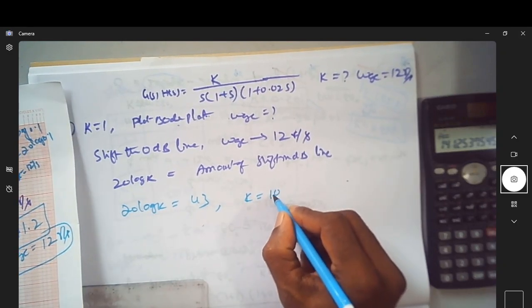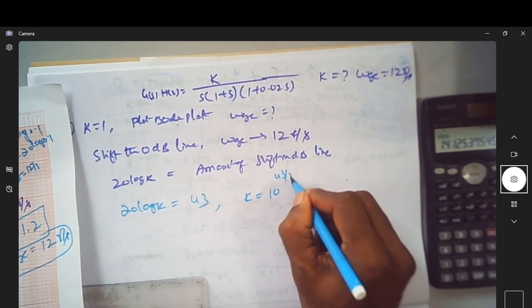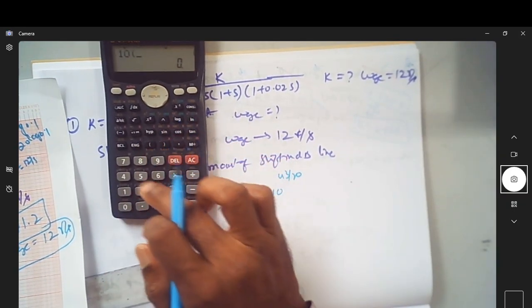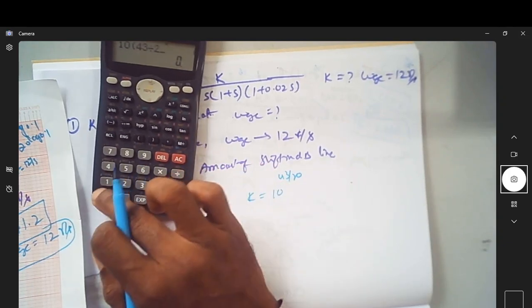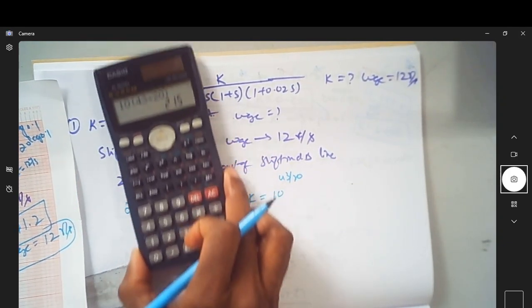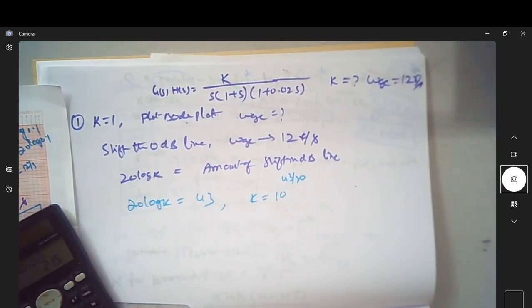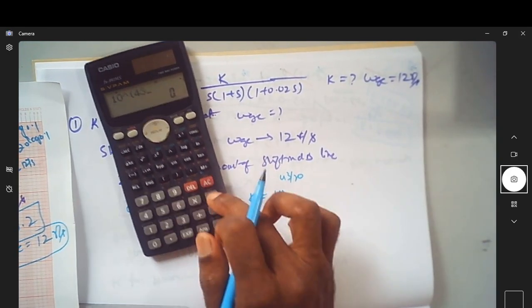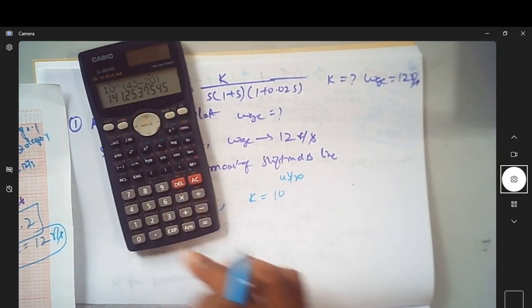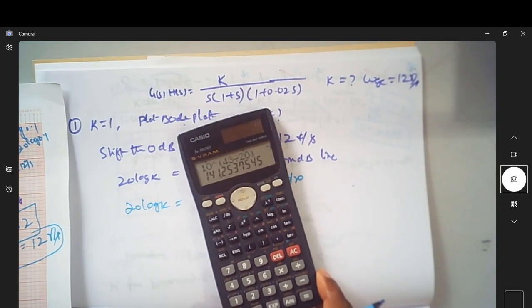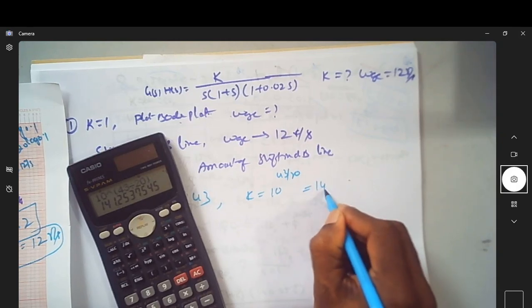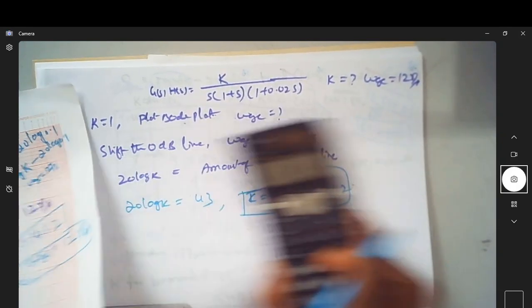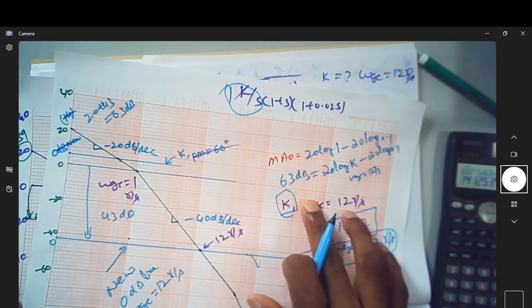So it is 10 to the power of 43 by 20. How much is this? Sorry, it is 10 to the power of 43 by 20. Can you see it is 141.2? Here it is exactly the same. 141.2 is the value of k, which we also got from the other method.